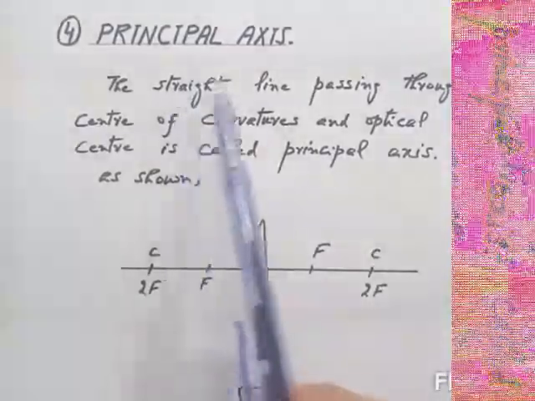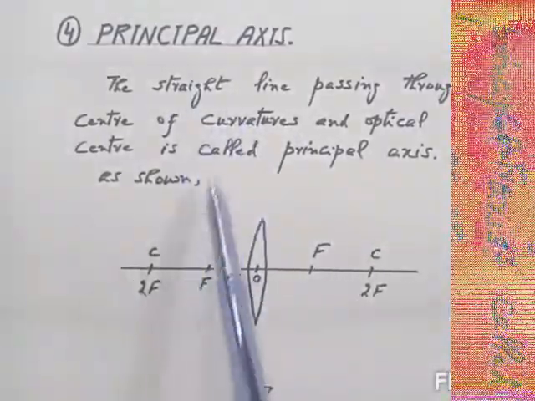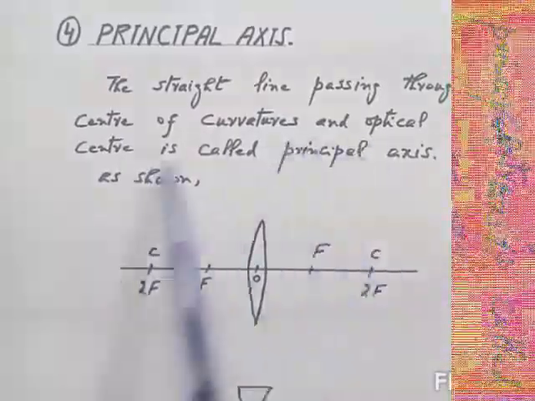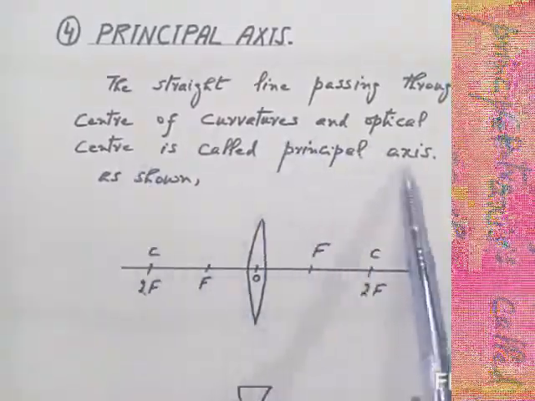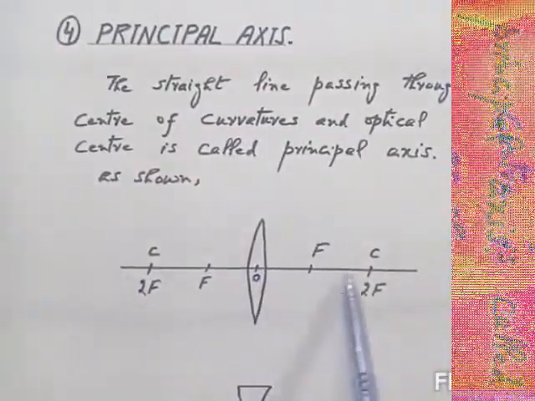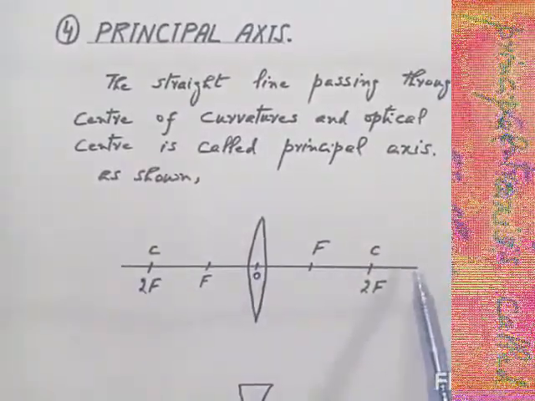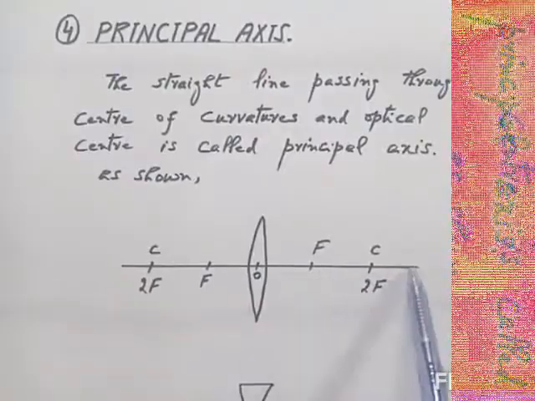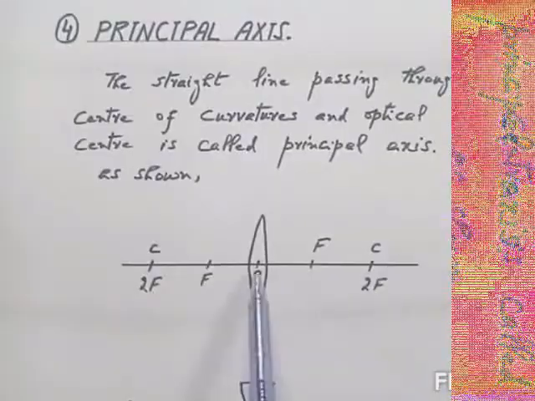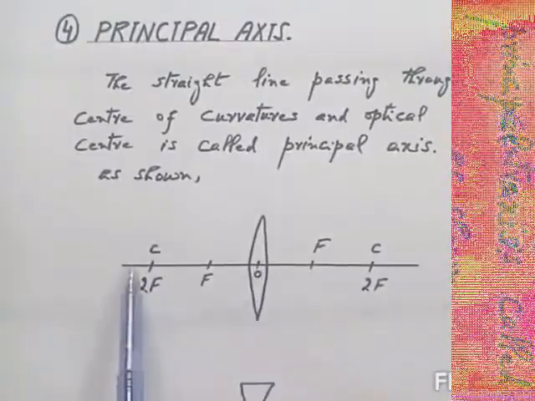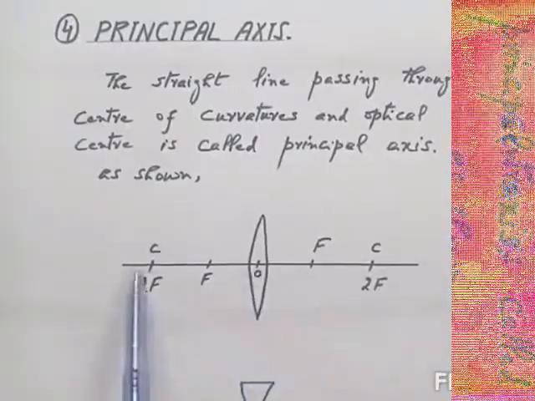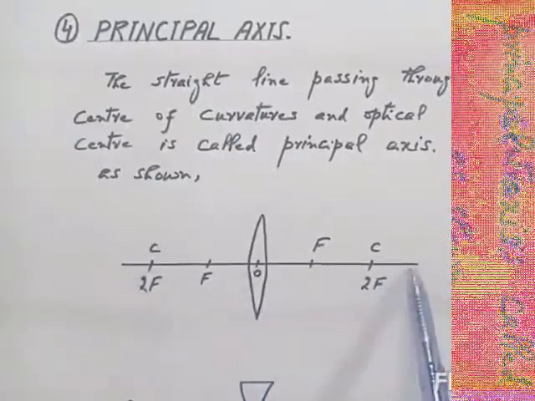Next term is principal axis. What is principal axis? The straight line passing through the centers of curvature and optical center is called principal axis. Now this is a lens. This straight line is called principal axis. Why do we call it principal axis? This line is passing through these two centers of curvature, and this is optical center. So this line is passing through the centers of curvature and the optical center. So it is called principal axis.